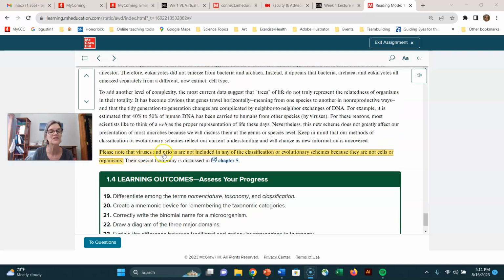A little note here, it says, please note that viruses and prions are not included in any of the classification systems because they're not living organisms. They're not cells, they're not living organisms. And that's all I'm going to talk about on section 1.4.